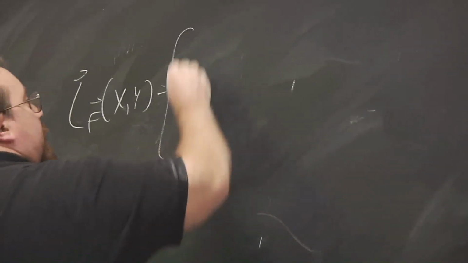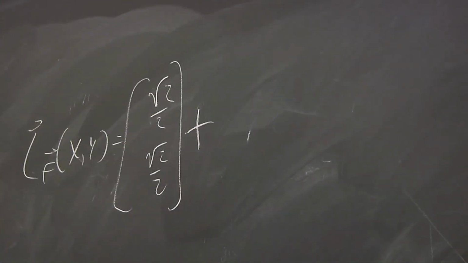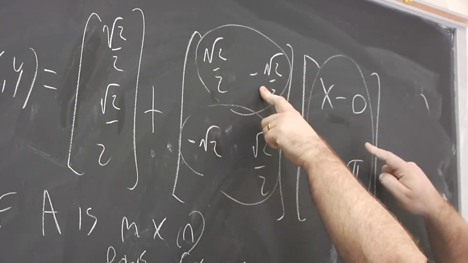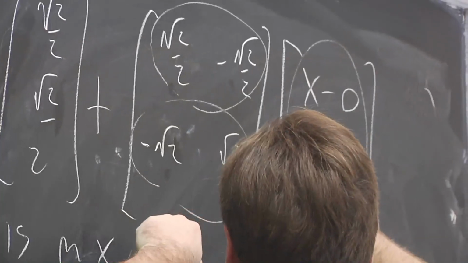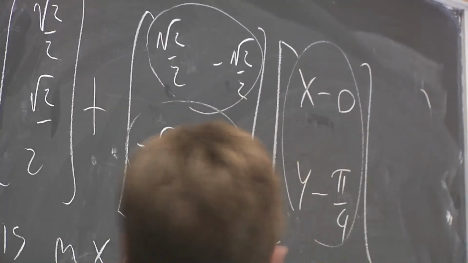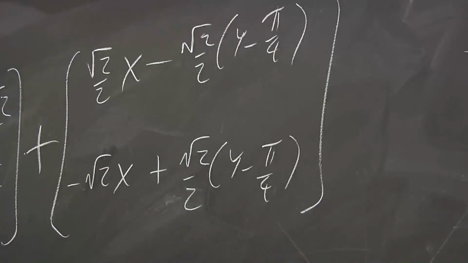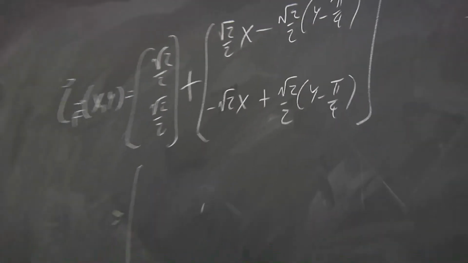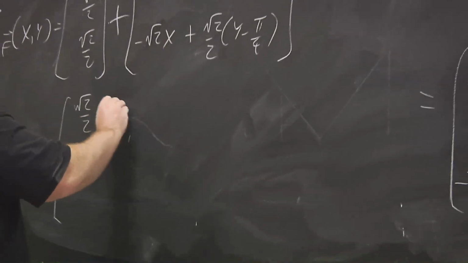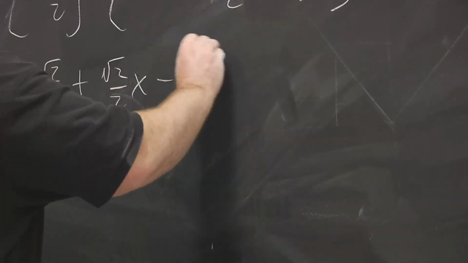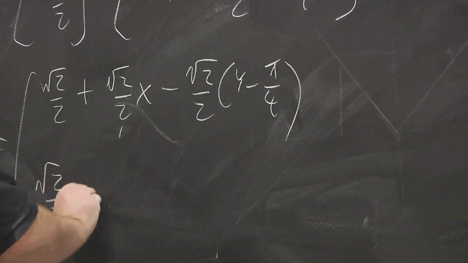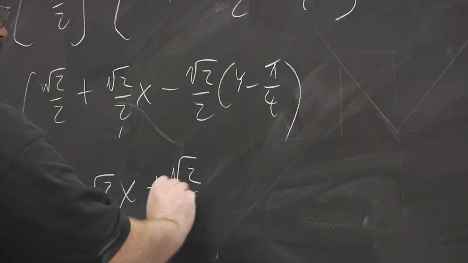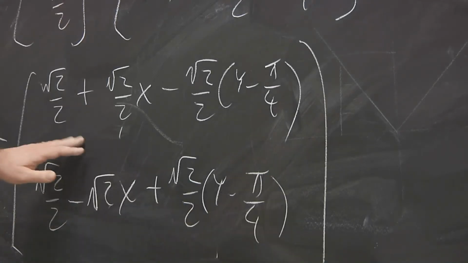So what we get is this vector from before, and then we're going to have square root of 2 over 2 times x minus 0 minus square root of 2 over 2 times this difference in y. And then for the second component, minus square root of 2 times x plus square root of 2 over 2 times the change in y. So then we can put it all together. So the first component function of the linearization is square root of 2 over 2 plus square root of 2 over 2 x minus square root of 2 over 2 times y minus pi over 4. And then square root of 2 over 2 minus square root of 2 x plus square root of 2 over 2 times y minus pi over 4. So this is your linearization.